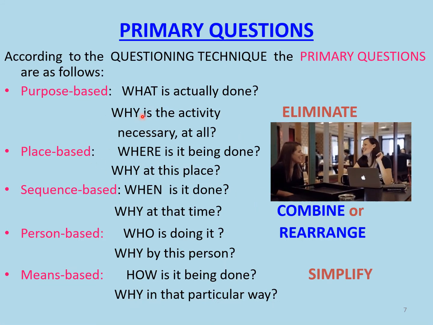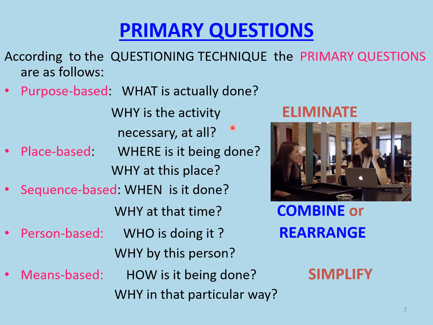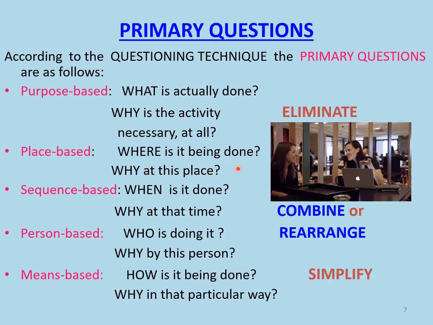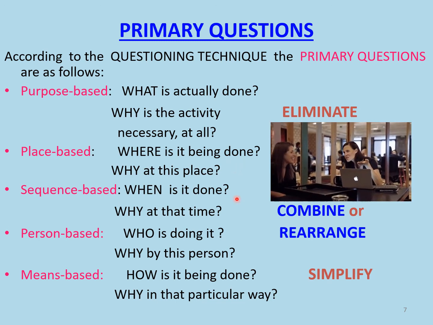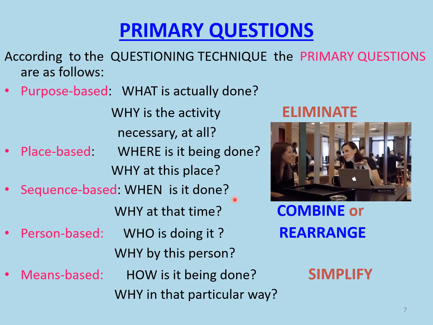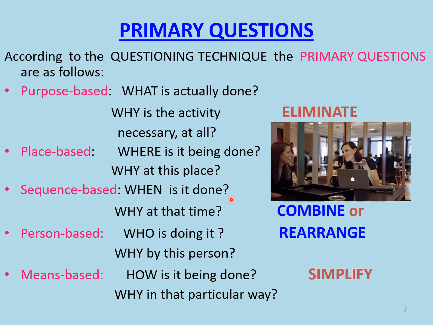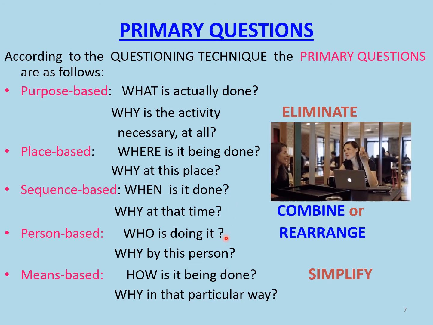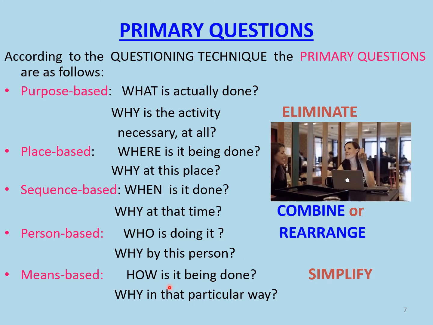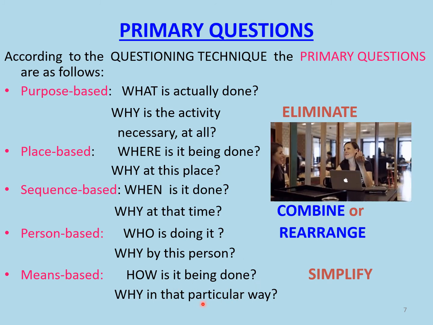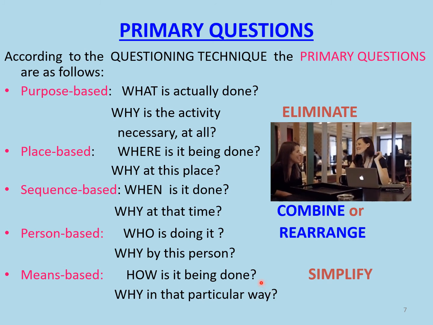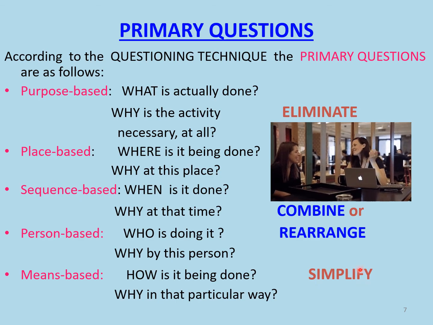The primary question is purpose based. What is actually done, why it is done, is it necessary to do? Place based: where it is done and why only at that place, what will be the sequence, at what time, why only this sequence, who will do this, is there any person who can do this, and how it is to be done, why it is using a particular method. That means we have to simplify the methods.